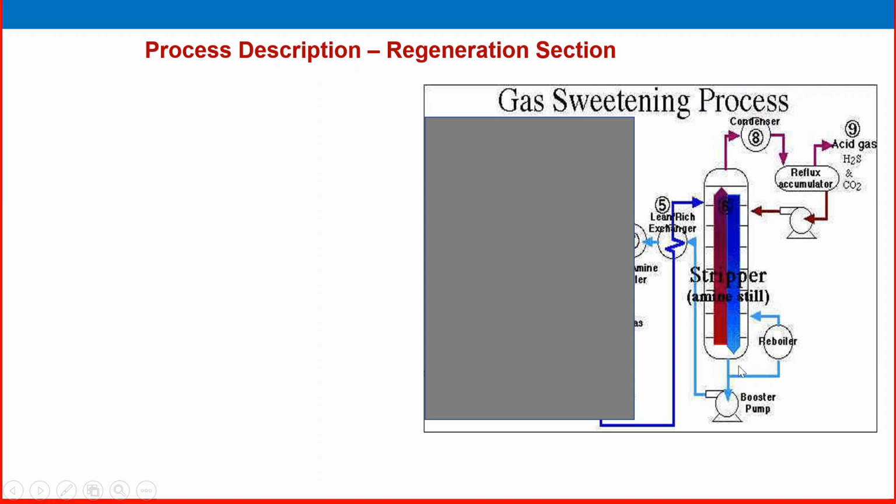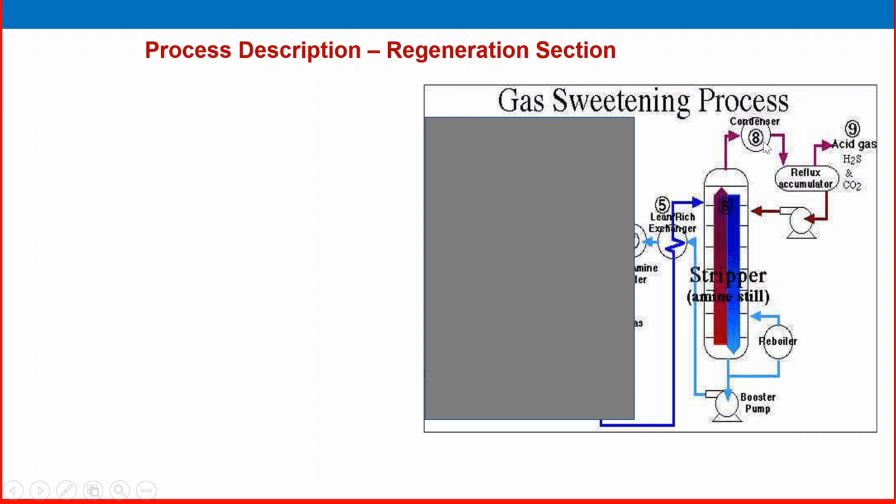The blue color is coming down, and some portion is taken to the reboiler. The light vapors, H2S and CO2 vapor, and some water vapor also move up. So hot vapor moves up and rich liquid comes down. Heat is exchanged between them, and because of the boiling point difference, acid gas moves up initially and rich liquid settles down.